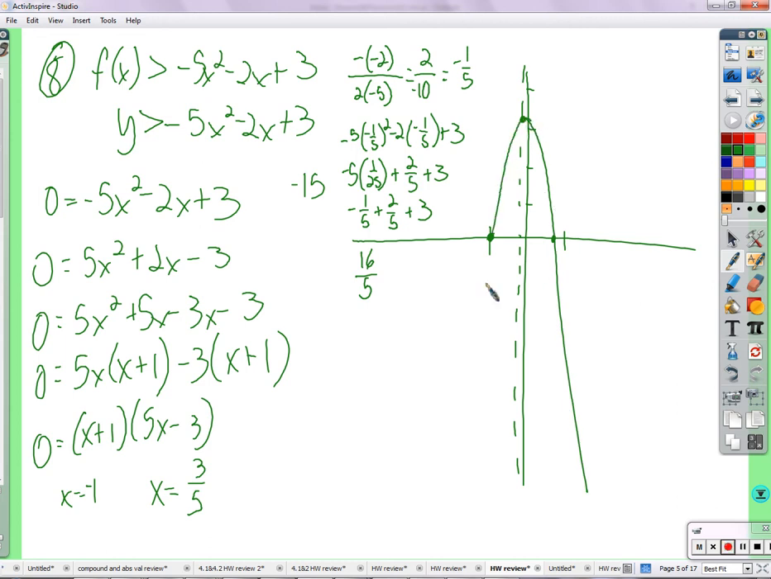Okay. And shouldn't it be dotted? Why should it be dotted? Because if you put a point that is on the parabola, it would make the equation untrue. It would be untrue because both sides would be equal.